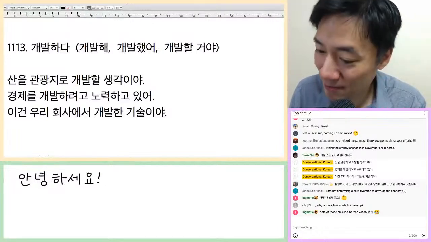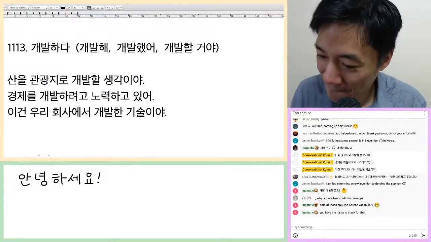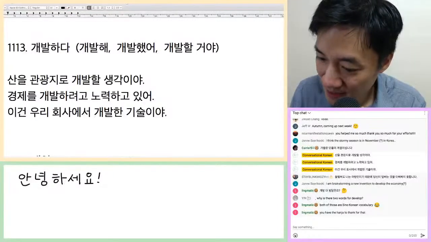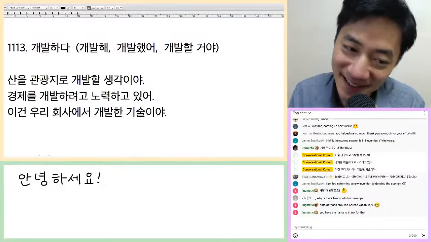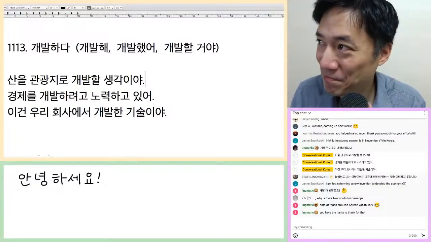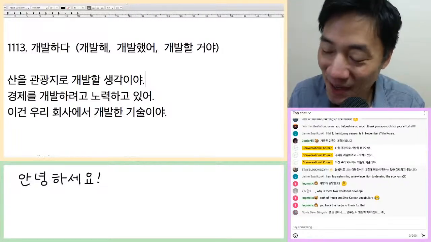Yeah, Sino-Korean vocabulary, that's right, exactly. You have the hanja to thank for that. Oh, yeah. You know, it can be very convenient if you know 한자, right?